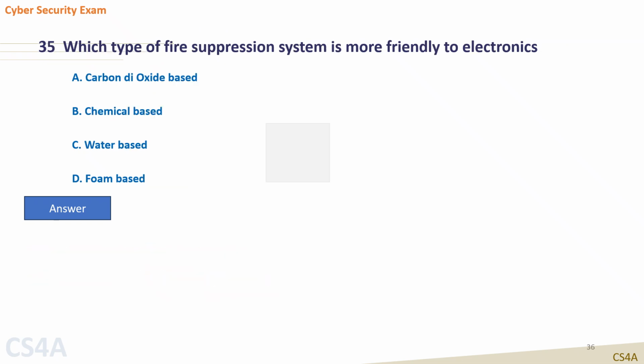Here the question is, which type of fire suppression system is more friendly to electronics? Here the keyword is friendly to electronics. Chemical based, water based, and foam based are not friendly to electronics. So the option A is the correct one.